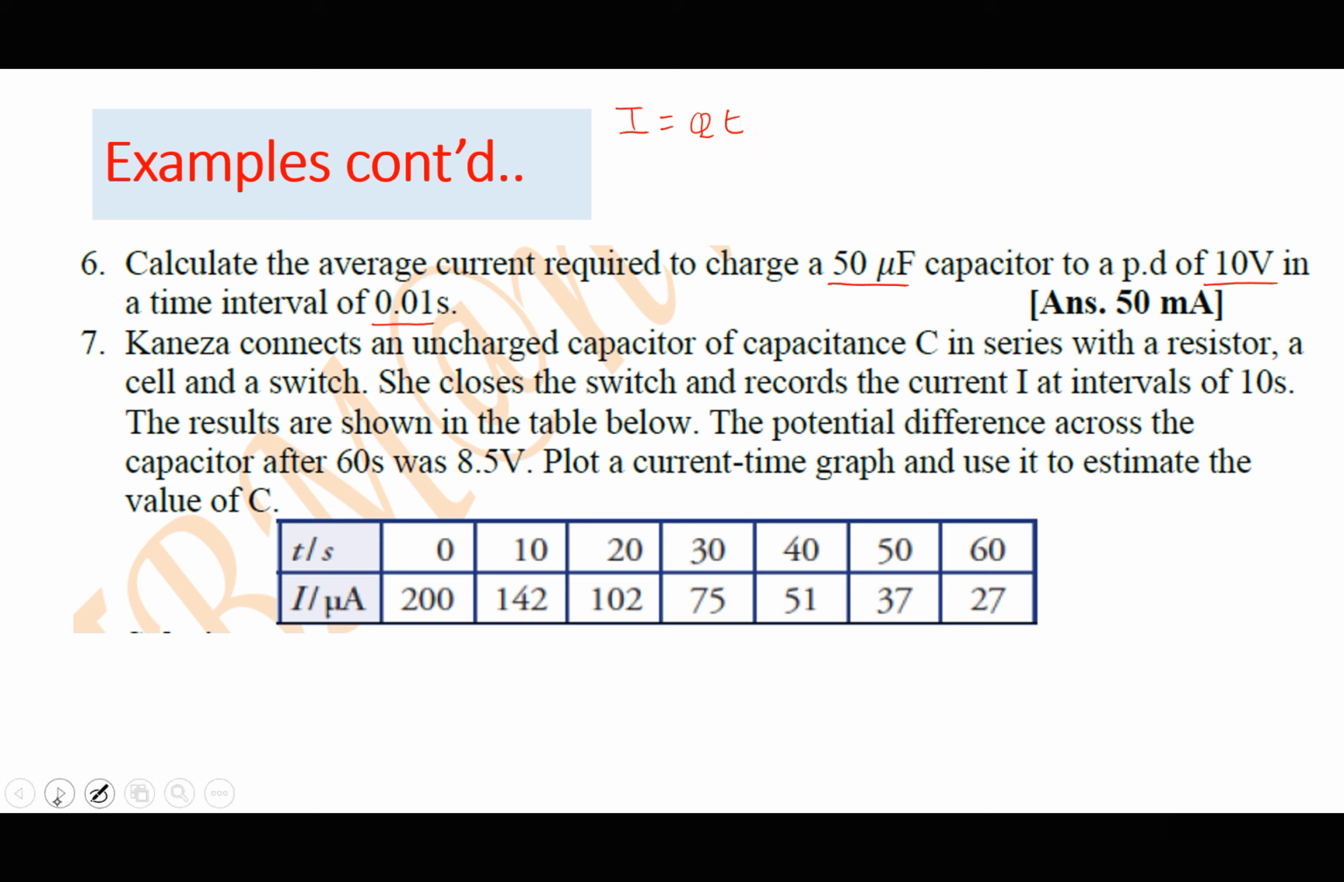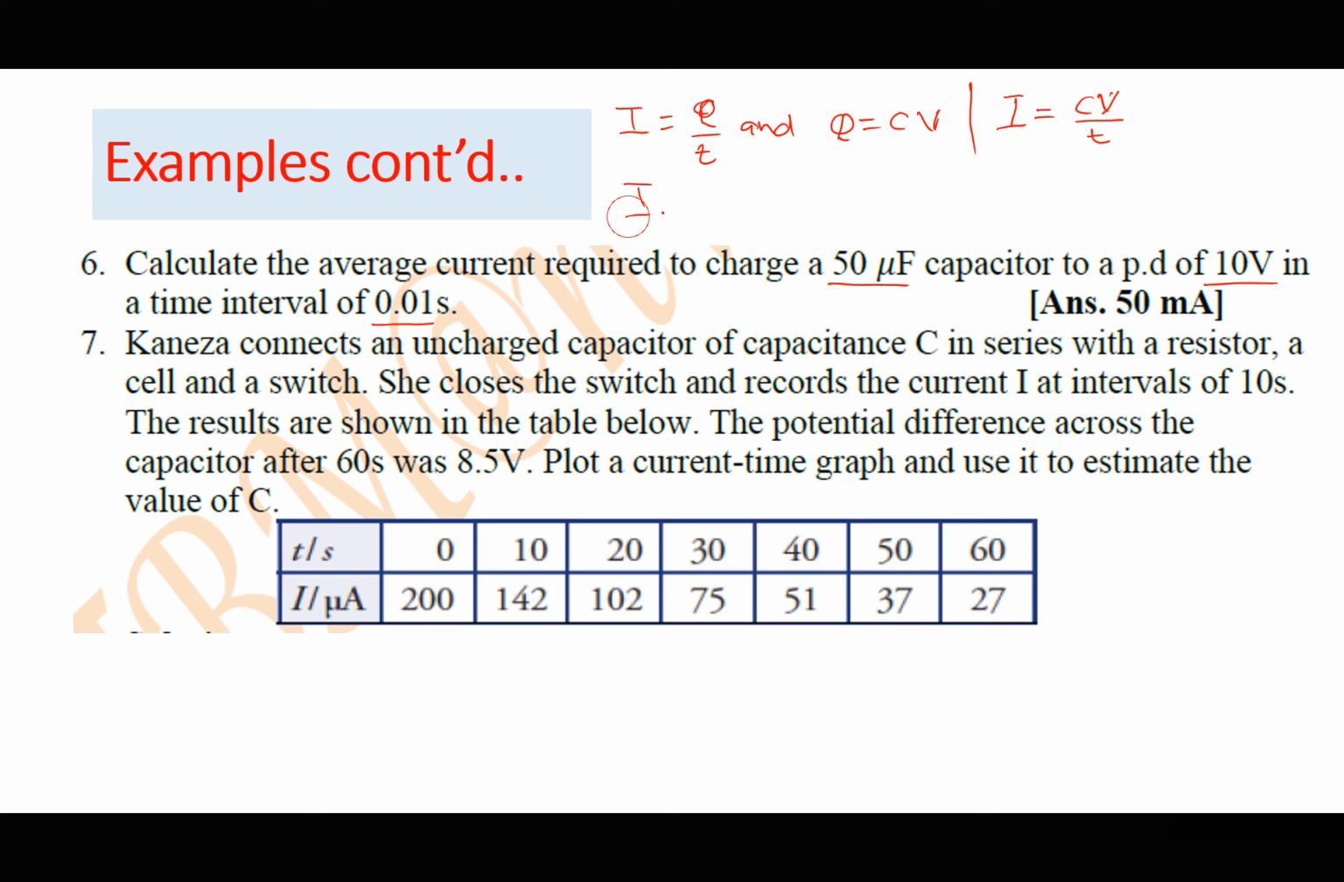So current by definition is Q over T. Sorry, not Q times T. I is Q over T. Current is the rate of flow of charge carriers, so that will be Q divided by T. And remember that charge is C times V, because C is Q over V. So this implies that the current is simply going to be CV divided by T. So I'm going to just substitute in that equation.